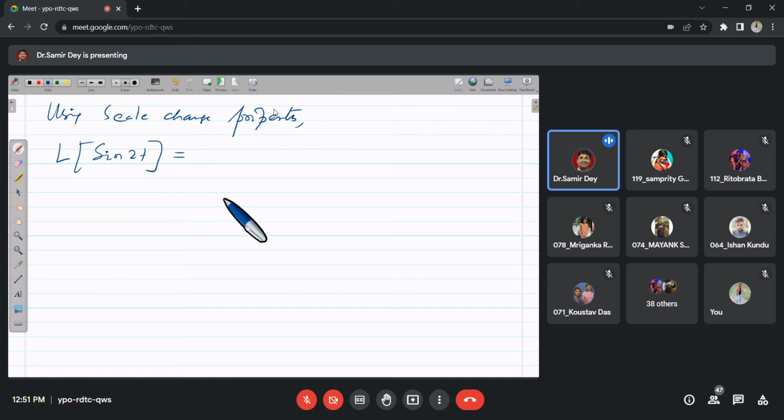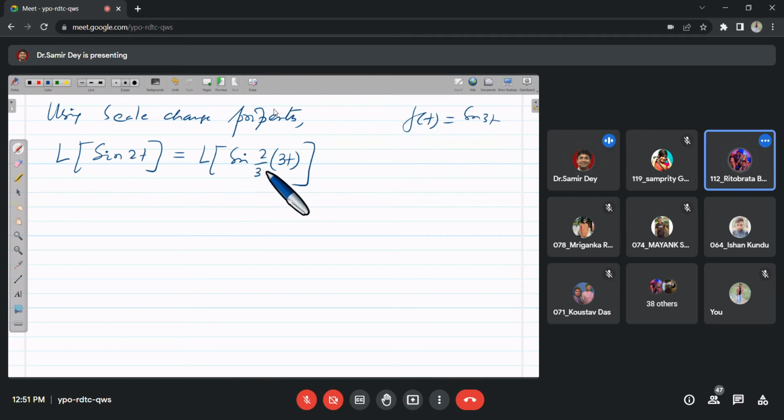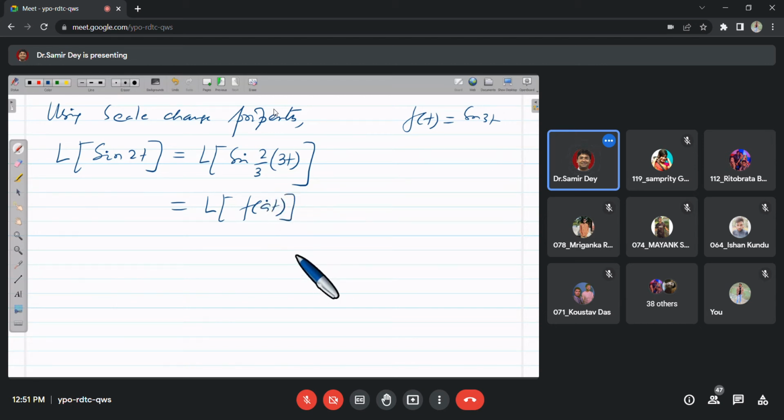Right now you know f(t) is equal to sin 3t. So first you have to rewrite this 2t in terms of 3t. Then only you can identify what a is. What will be the adjustment? 2 by 3. Very good. So can I write L of f of (2 by 3)t? What is a here? 2 by 3. Yes, very good.